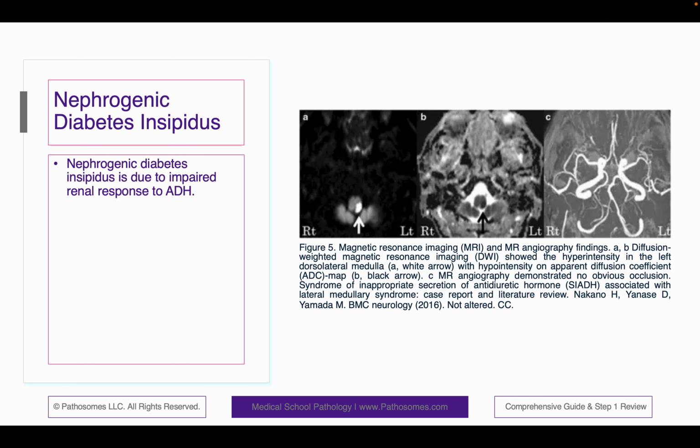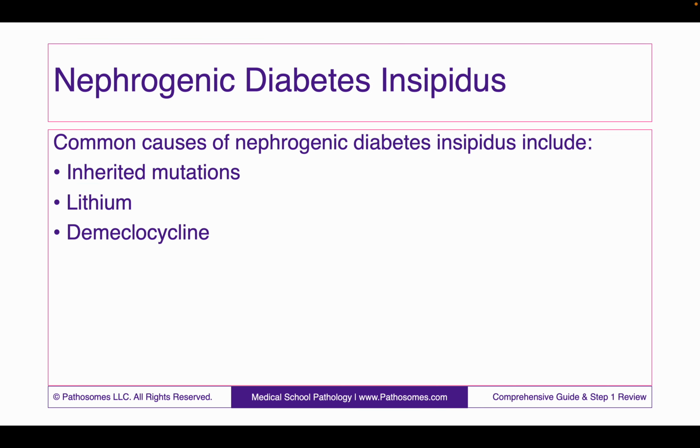Okay, what about nephrogenic diabetes insipidus? Well, nephrogenic diabetes insipidus is due to impaired renal response to ADH, right? Common causes of nephrogenic diabetes insipidus include inherited mutations, lithium medication, right? So look out for psychiatric conditions in the patient's history in real life and on board examinations and vignettes, etc.